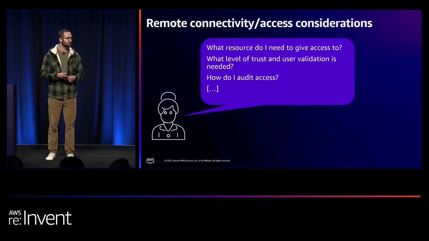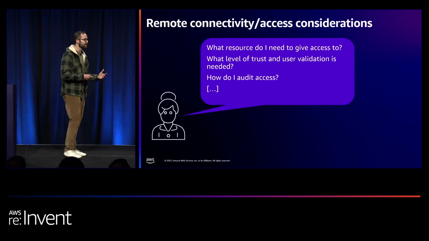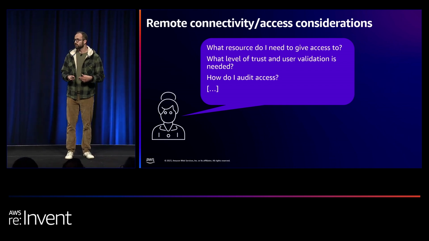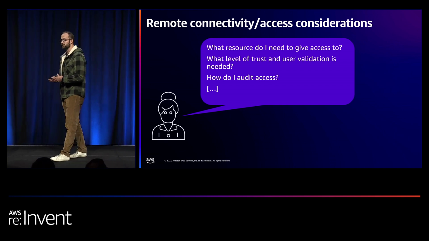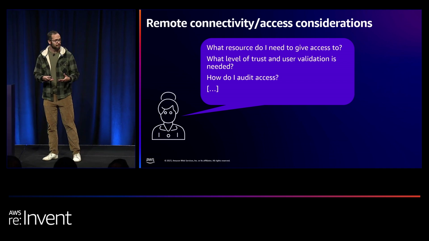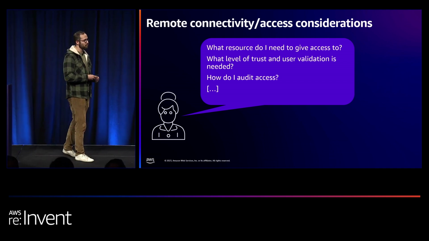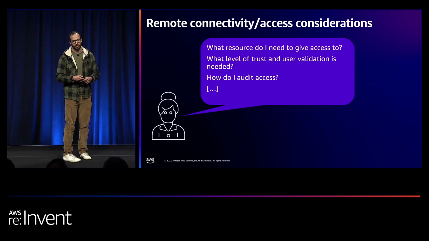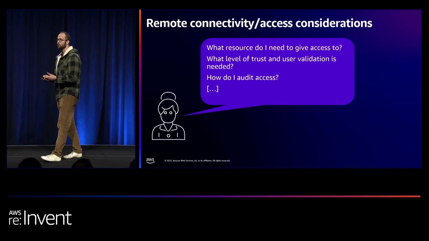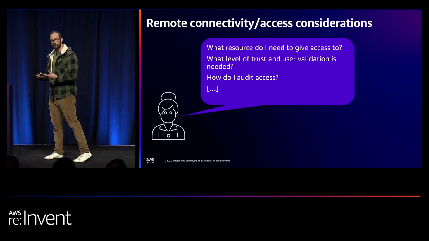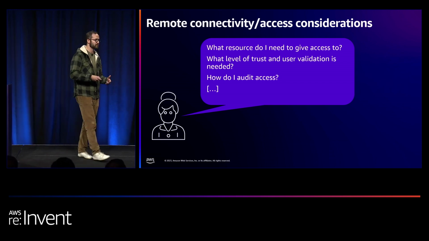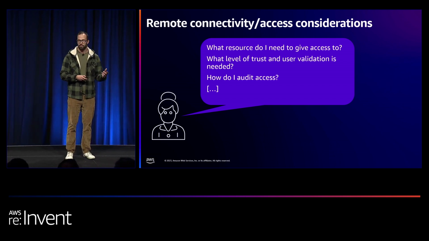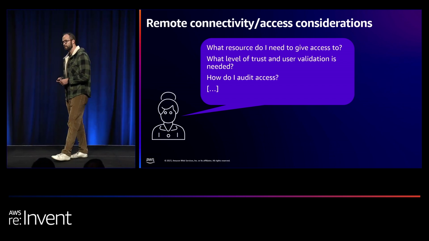Right, so what do you need to consider when you're deciding on a remote access connectivity solution? So first of all, you need to figure out what resources you're giving access to, where those resources live. You also need to figure out what level of trust and validation do you require for your users accessing those resources. And then finally, how do you audit access? Do you need to audit every single request, or is it enough to audit just the fact that someone accessed the network? And this is just the tip of the iceberg. There's many other things that you might need to consider.